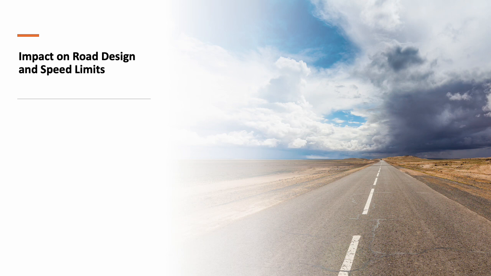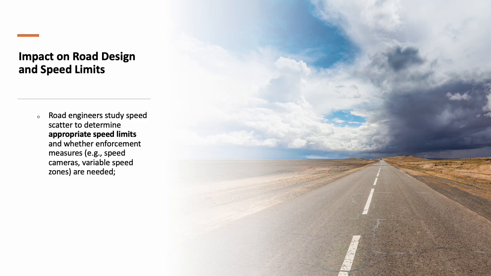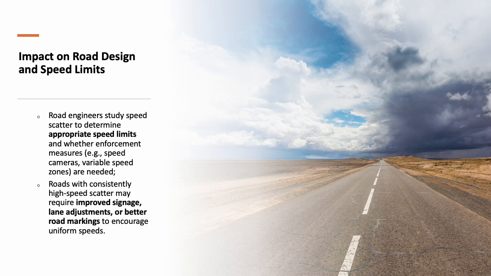Impact on road design and speed limits. Road engineers study speed scatter to determine appropriate speed limits and whether enforcement measures, for example, speed cameras, variable speed zones, are needed. Roads with consistently high speed scatter may require improved signage, lane adjustments, or better road markings to encourage uniform speeds.